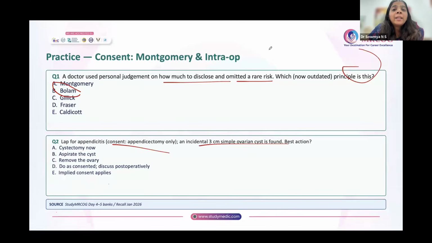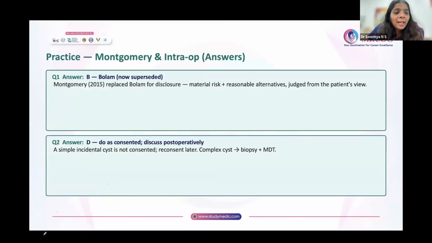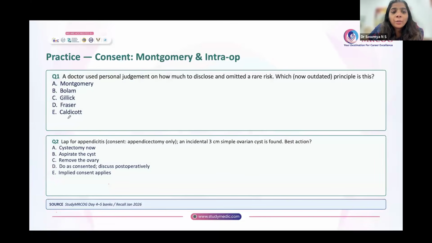Incidental 3 centimeter ovarian cyst. What do you do? Cystectomy now, aspirate, remove, do as consented, discuss post-op, implied consent applies. Ideally, what would you do in this case? Actually, I was looking for an answer for that. I will call her for OP, for the cyst. But because that option is not there, you will proceed with appendicectomy.